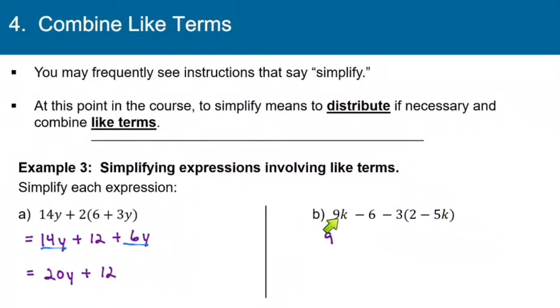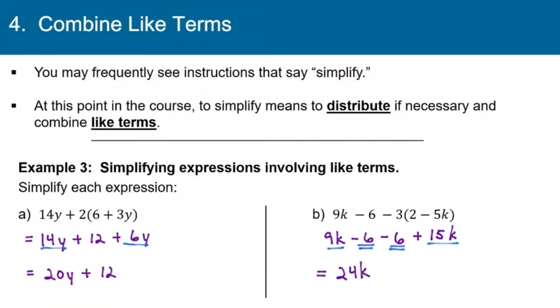So we would then have 9k minus 6. Now distributing this minus 3, we would have negative 3 times 2 would make minus 6, and negative 3 times negative 5k would make positive 15k. So we will write plus 15k. Okay, now let's combine our like terms. I see that we have 2 k terms here. We have 9k and positive 15k. So if we combine those, 9 plus 15 is 24. That will give us 24k.